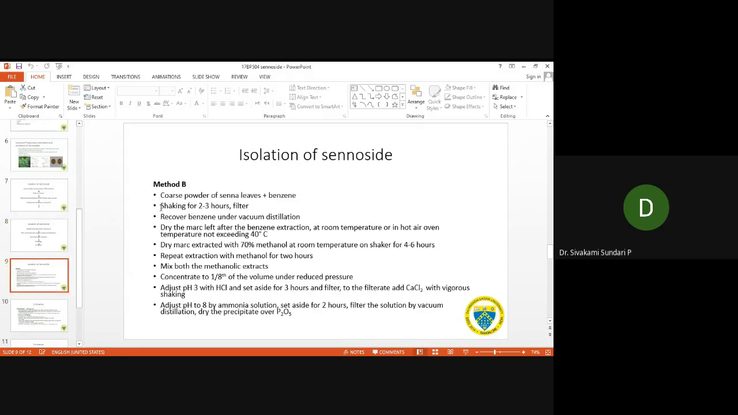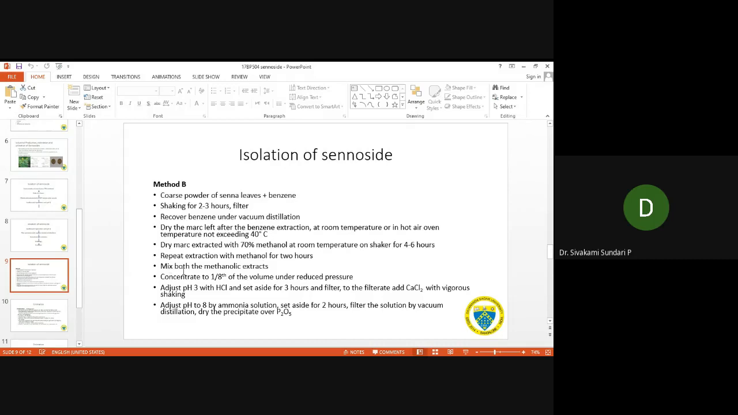In method B, the coarse powder of senna leaves is extracted with benzene, shaking for 2 to 3 hours to remove the impurities. Then the benzene layer is recovered under vacuum distillation. We need only the dry marc. So after removing the benzene, the marc is dried at room temperature or in a hot air oven not exceeding 40 °C. The dry marc is extracted with 70% methanol at room temperature, shaking in a shaker for 4 to 6 hours. Then the procedure is repeated for another 2 hours with fresh methanol.